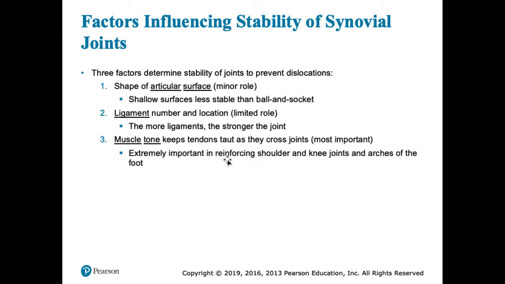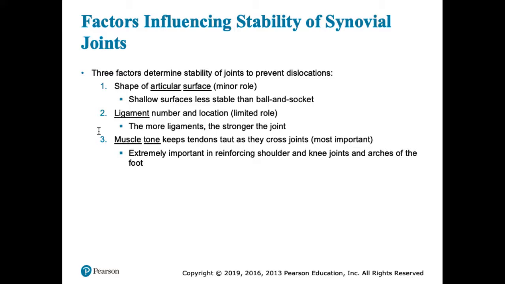So factors influencing the stability of the synovial joints, there's three factors that will influence that stability. One is shape, and it's the shape of the articular surface. Now that's a minor role, but the shallow surface is less stable than the ball and socket. And then the ligament number and location, it's a limited role. The more ligaments, the stronger the joint. And then muscle tone, which is the most important. That keeps the tendons taut as they cross joints. So it's extremely important in reinforcing shoulder and knee joints and the arches of the foot.